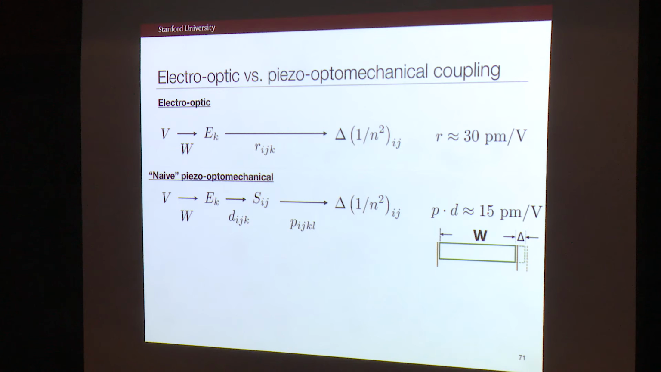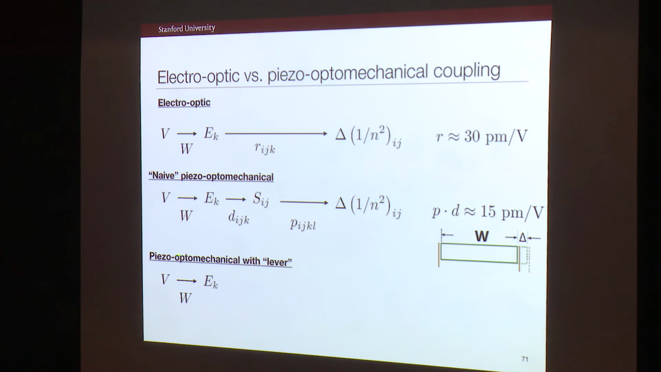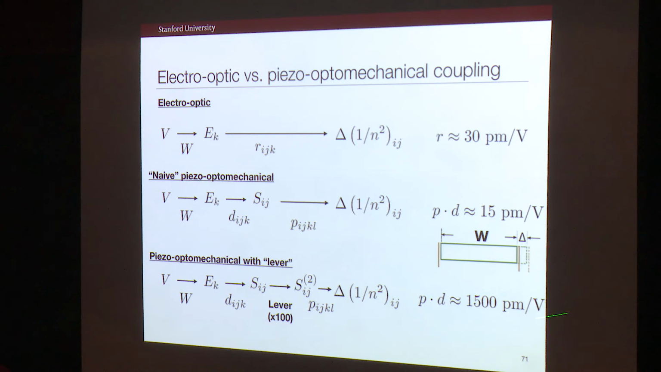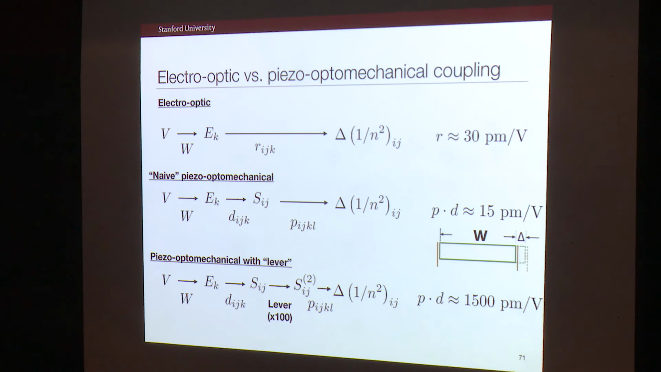And just going back to this slide, essentially what we've done here is, we have a voltage generating an electric field, which generates strain, and then this focusing effectively focuses that strain into a small mode volume, and so we end up getting a much larger effective electro-optic coefficient.